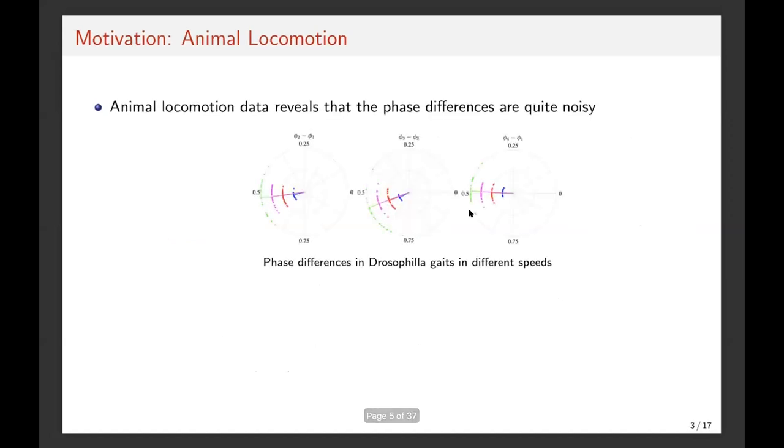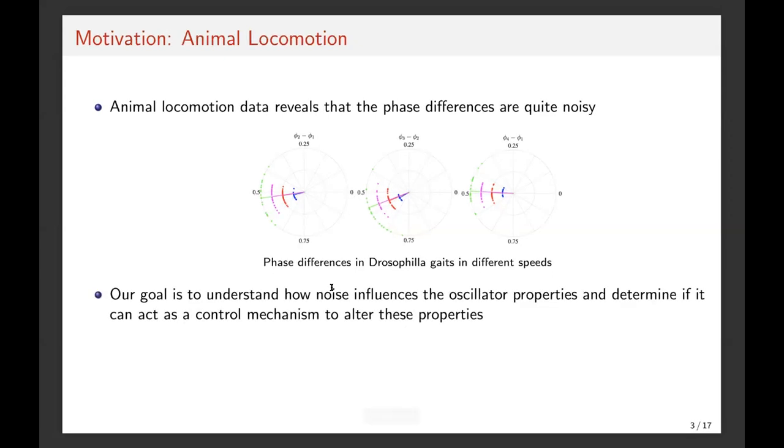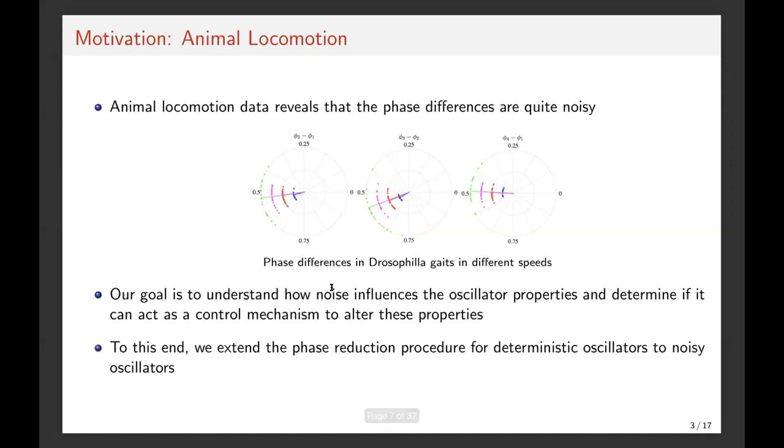However, we realized that in animal data, these phase differences are quite noisy. For example, here I'm showing you unpublished data of the phase differences in Drosophila legs in different species, and they are quite noisy. So our goal is to understand how noise influences the properties of these oscillators, and if we can use noise as a control mechanism to change these properties. That's why we are interested in studying phase reduction for noisy oscillators.